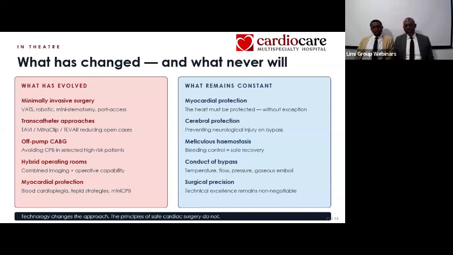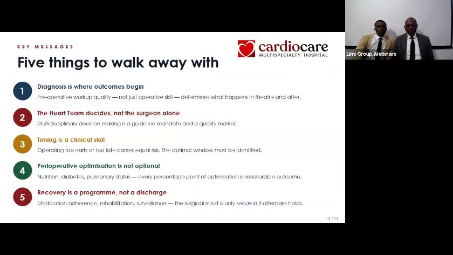There are different ways we do this. We can cool the patient down significantly, and then we perfuse the brain either antegrade or retrograde, just to make sure that when we put the connection back, the brain goes back to normal. And of course, meticulous hemostasis is needed for every form of surgery. And then the conduct of bypass, that's putting the patient on the bypass machine, doing your procedure, and taking them off the bypass machine. Surgical precision, I think everybody understands that.